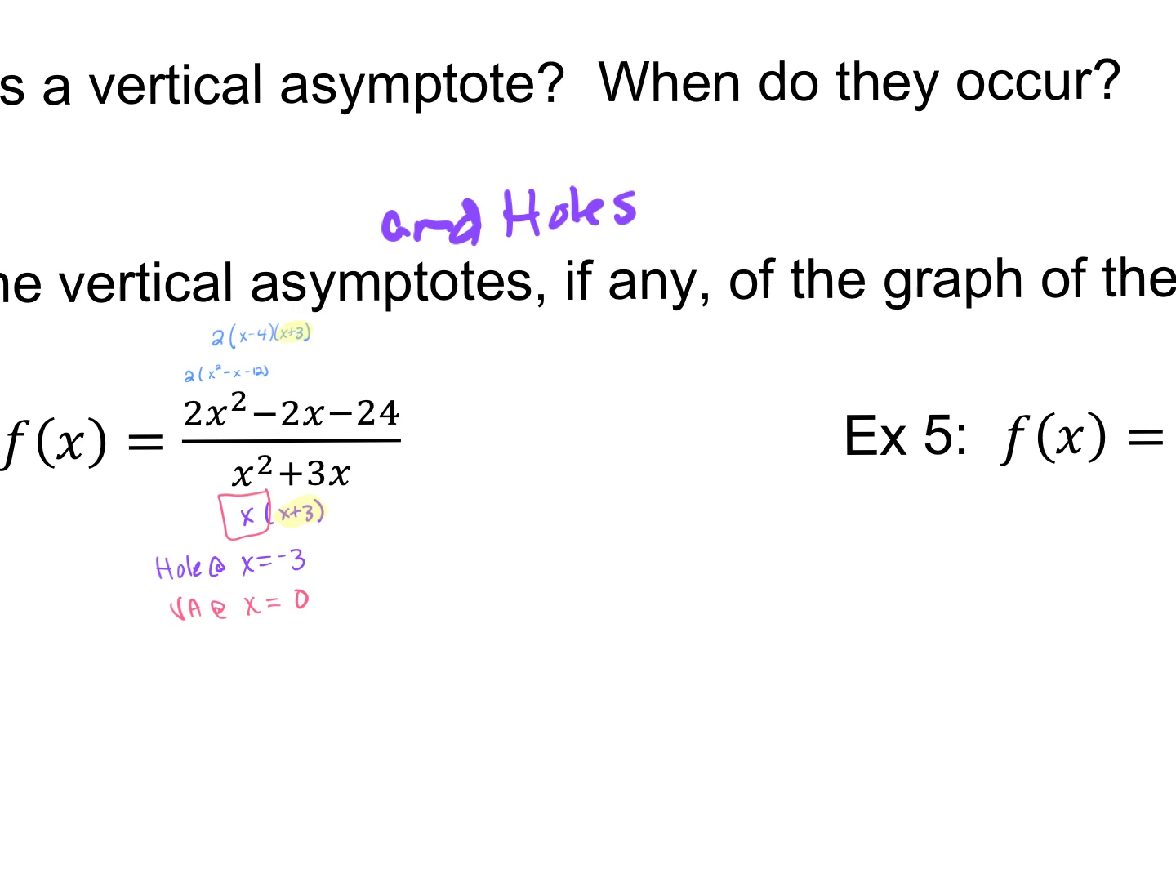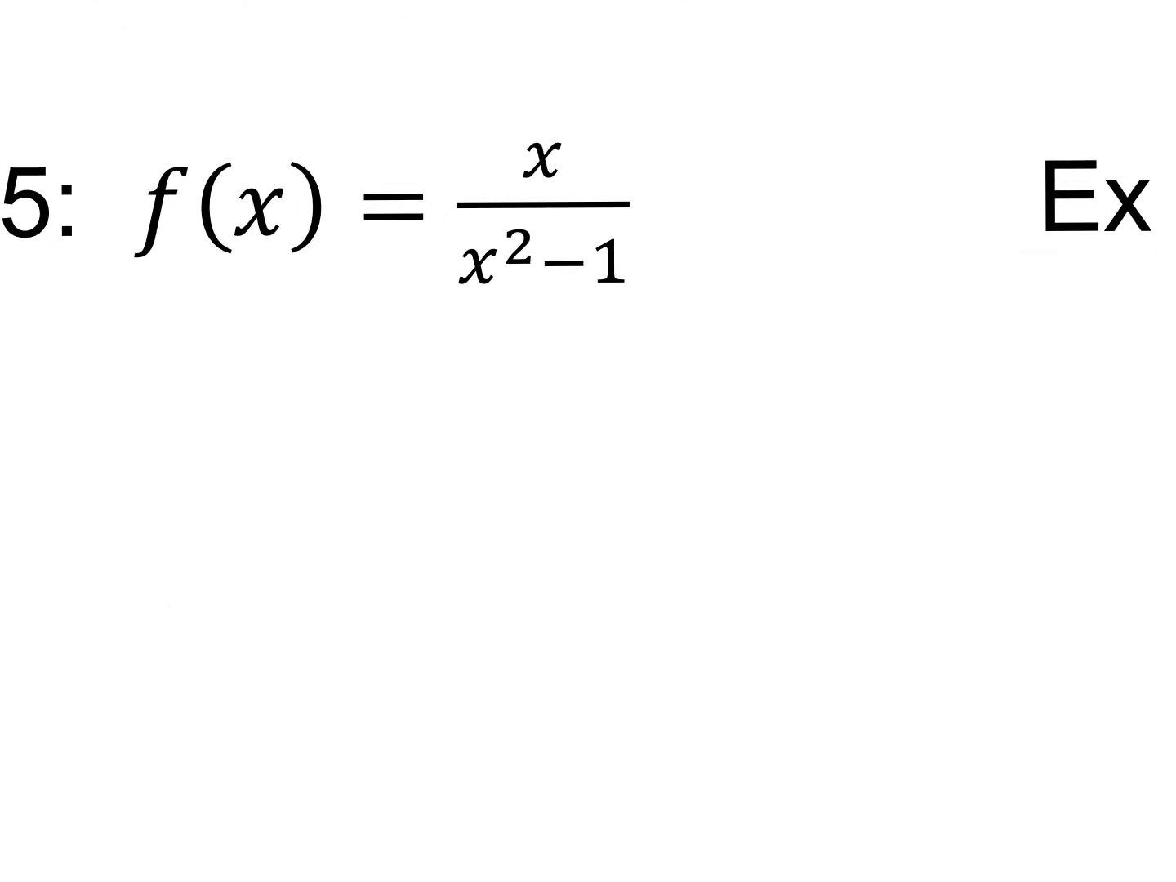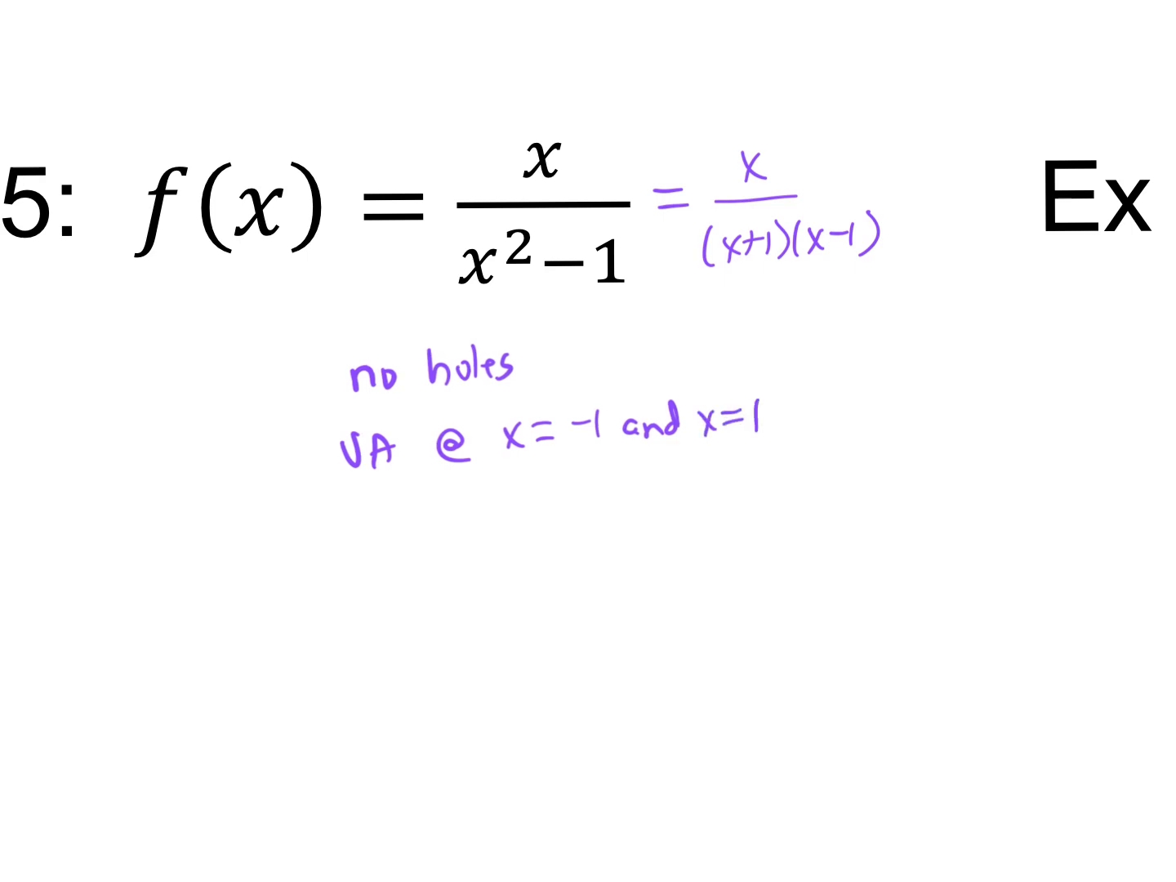All right, let me change colors here. Let's look at this next function. If we factor the denominator, numerator is already dealt with, but if we factor this denominator, we get x plus 1 and x minus 1. No common factors, so there are no holes, but there are going to be 2 vertical asymptotes, and they're going to be at x is equal to -1 and x is equal to 1.